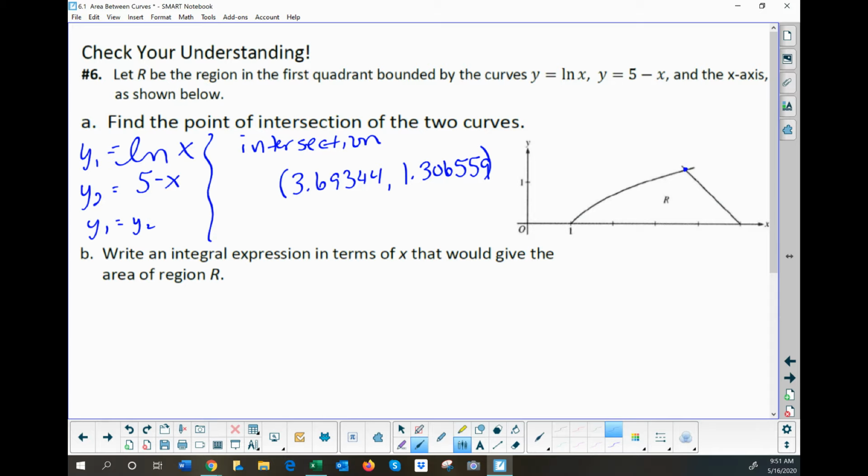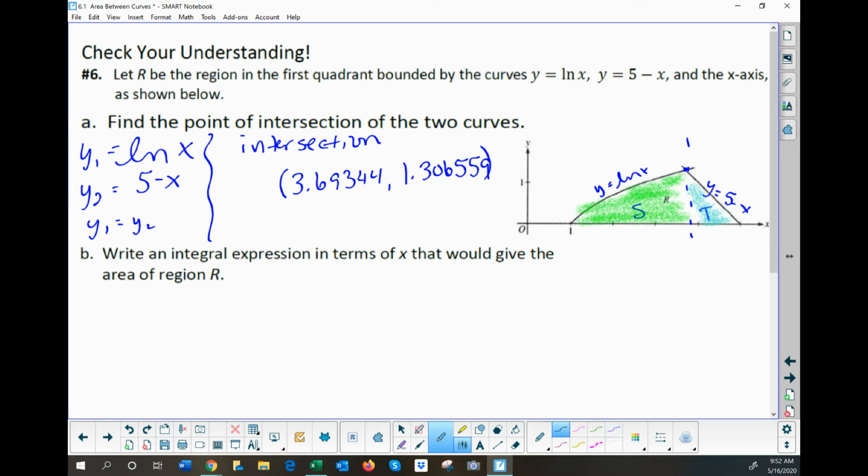Next, it says write an integral expression in terms of x that would give us the region R. If I were to write it in terms of x, I would need two functions. So let's split right there. And we know that this is y equals natural log x. And we know this is y equals 5 minus x. So let's call this region S and this region, let's just do T. So we broke it into two separate ones. Shade it up if you wish, so it even becomes more clear. So I've got region S on the left, and I've got region T on the right.